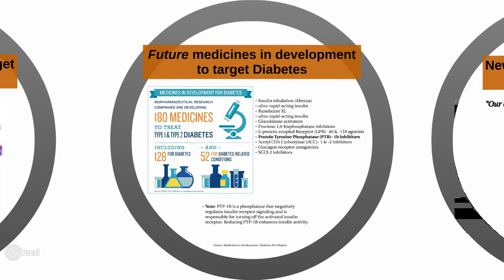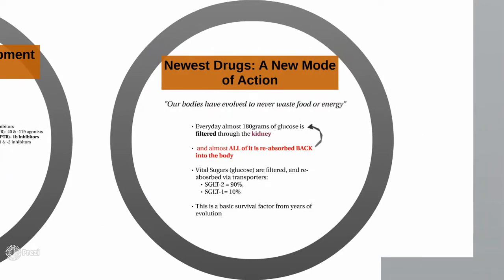So moving on to what we're going to be talking about today. The newest drugs have a very new mode of action that I think is so interesting. But first, to understand how this new mode of action works, I want everybody to understand a really important concept. Our bodies have evolved to never waste food or energy. Every time we treat diabetes, we're going against a very fundamental evolutionary trait that our body has developed. In this case, every day almost 180 grams of glucose is filtered through the kidneys.